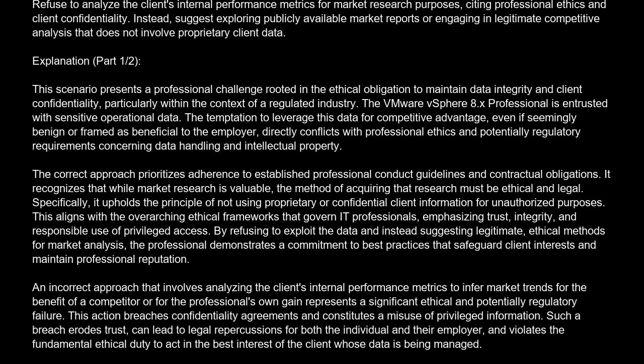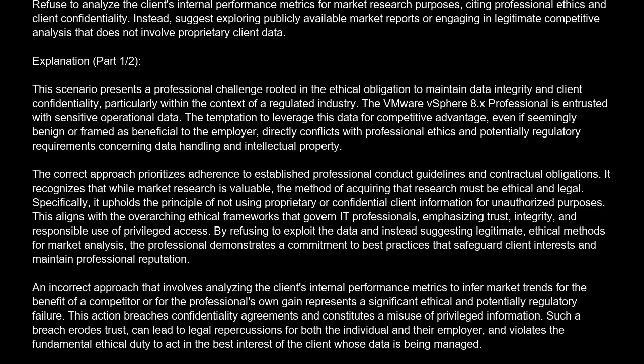The correct approach prioritizes adherence to established professional conduct guidelines and contractual obligations, and recognizes that while market research is valuable, the method of acquiring that research must be ethical and legal. Specifically, it upholds the principle of not using proprietary or confidential client information for unauthorized purposes. This aligns with the overarching ethical frameworks that govern IT professionals, emphasizing trust, integrity, and responsible use of privileged access. By refusing to exploit the data and instead suggesting legitimate, ethical methods for market analysis, the professional demonstrates a commitment to best practices that safeguard client interests and maintain professional reputation.